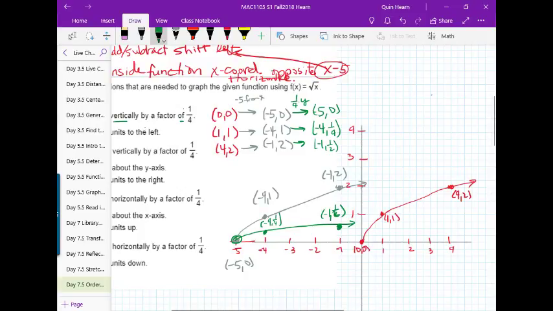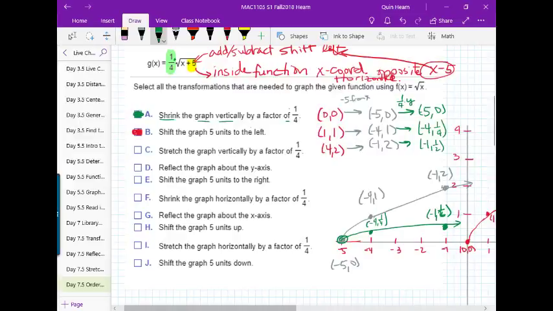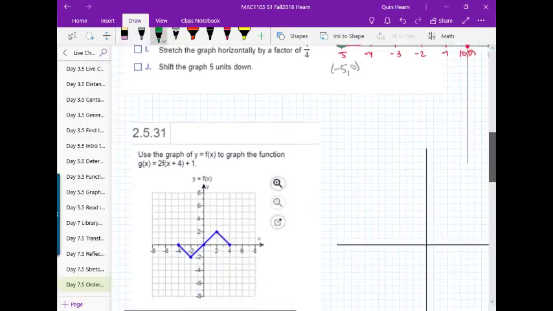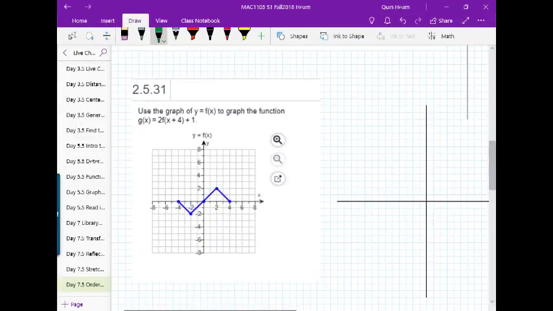All right, I want to do one more before we sign out, so let's try another one. Okay, this one, instead of being one of our library of functions where we graph the parent function, they're giving us a random function. They don't tell us the equation. This blue graph is supposed to be the function f of x, and they want us to graph.